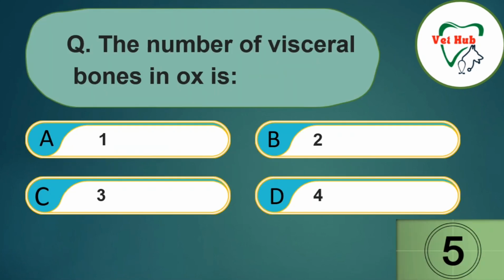The number of visceral bones in ox is, and the options are option number A, 1, option number B, 2, option number C, 3, option number D, 4. And your time begins.